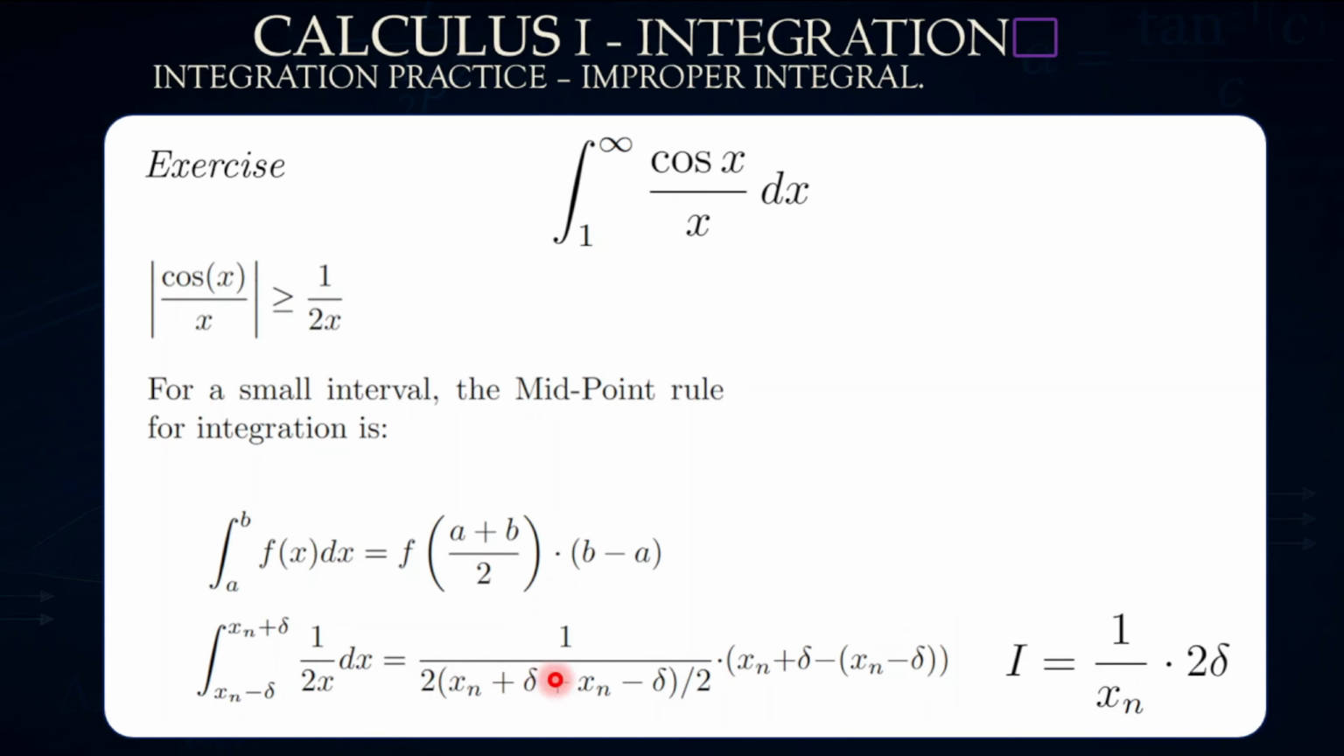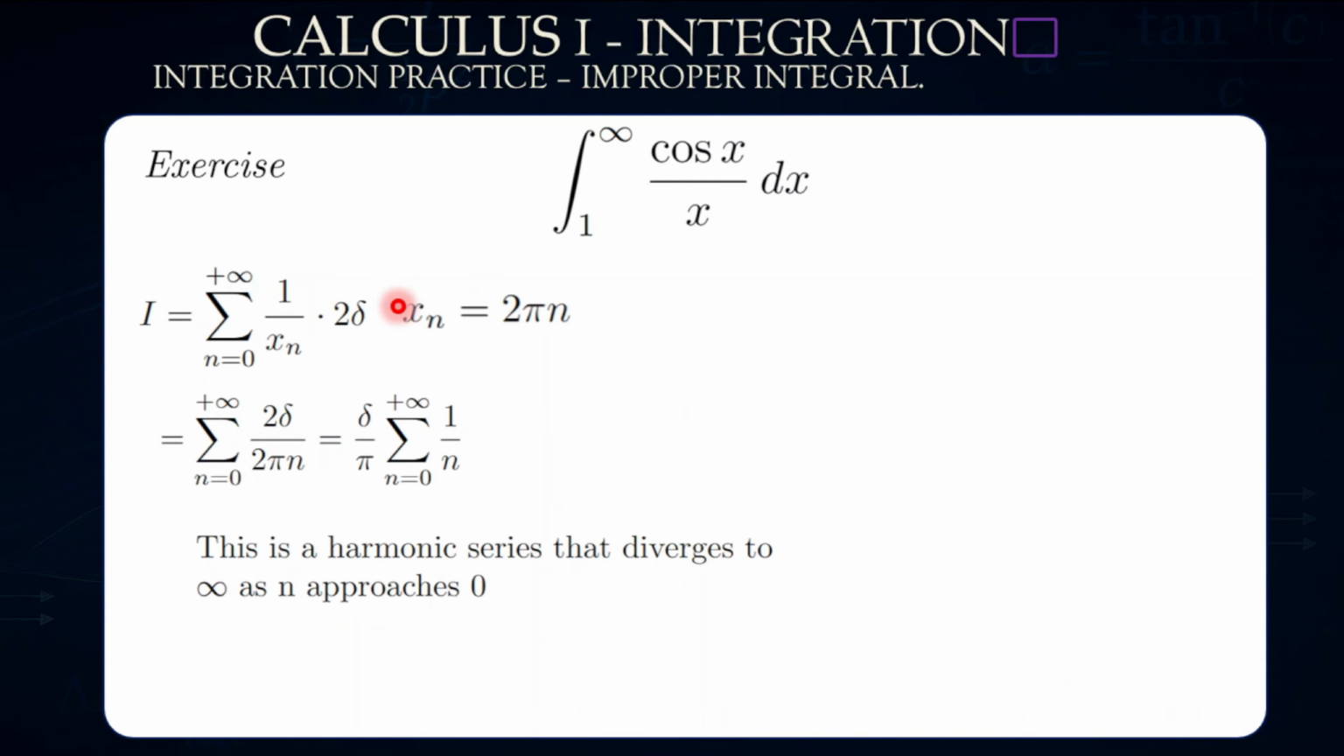So if you evaluate it, you have 2xn in the denominator, and the 2 factors out because you have a division by 2. Delta is eliminated, so it is 1 divided by 2xn times xn plus delta minus xn plus delta, which is 2 delta. So it is 2 delta divided by xn. So I equals 1 divided by xn times 2 delta. The value for this integral, you can sum it up from 0 to plus infinity for n of 1 divided by xn times 2 delta.